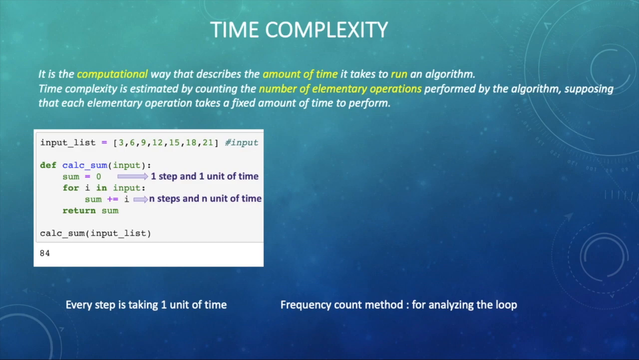So let's analyze the approximate time taken by this whole function. Sum equal to 0 is a simple statement and does not change with the change in the input size. It is taking 1 unit of constant time. Next we have the for loop, which will execute the statement sum plus equal to i n times. So this loop will also take n units of time. Then in the end we have this return statement that also takes 1 unit of constant time. So the total time taken by this function becomes n plus 2 units of time, where n is the size of the input list.